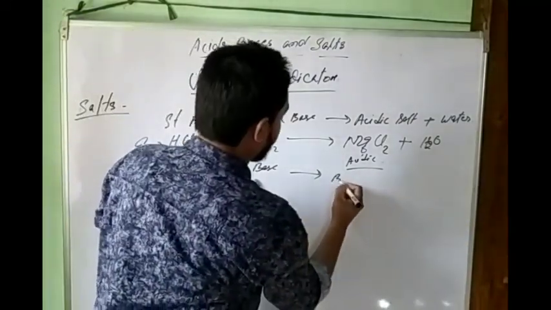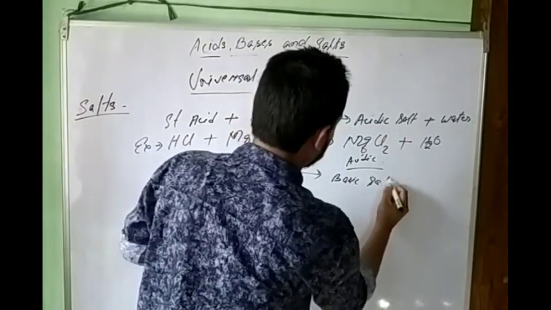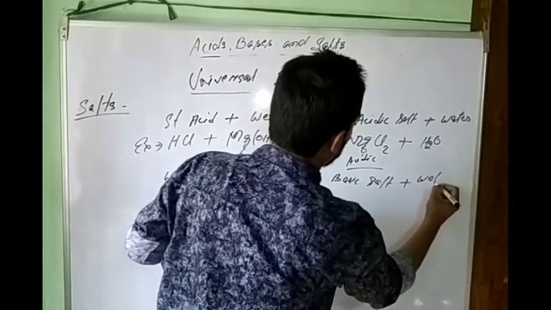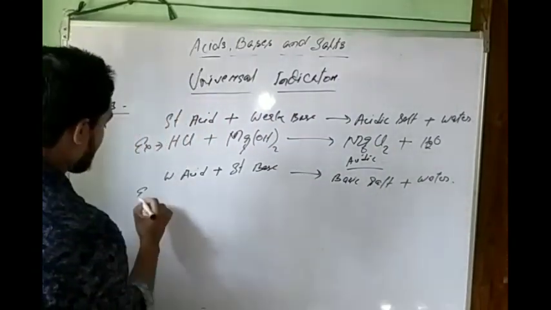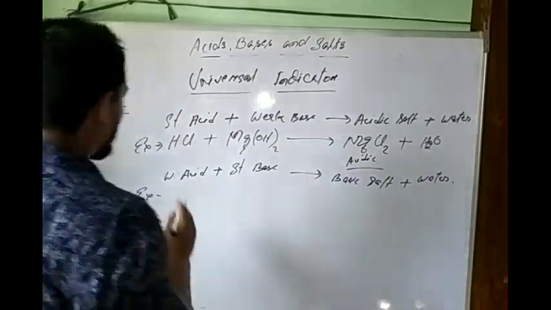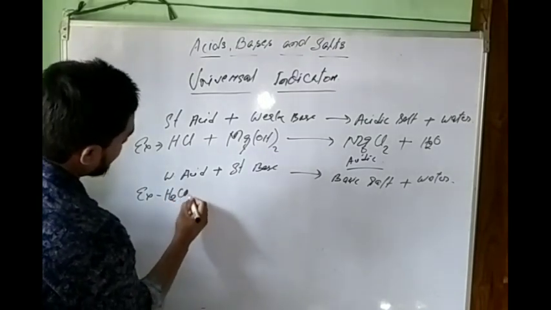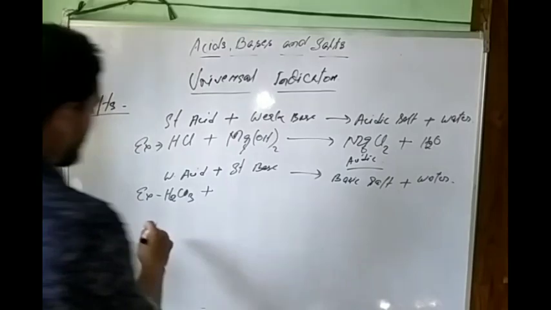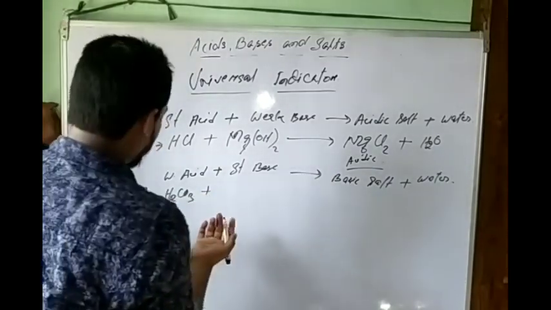Again, if we react a weak acid and a strong base, it will produce a basic salt and water. That means the nature of the salt will be basic. For example, a weak acid, suppose carbonic acid. You can take different other weak acids.